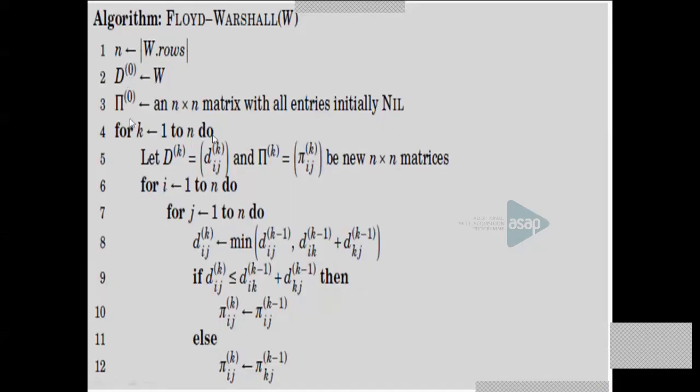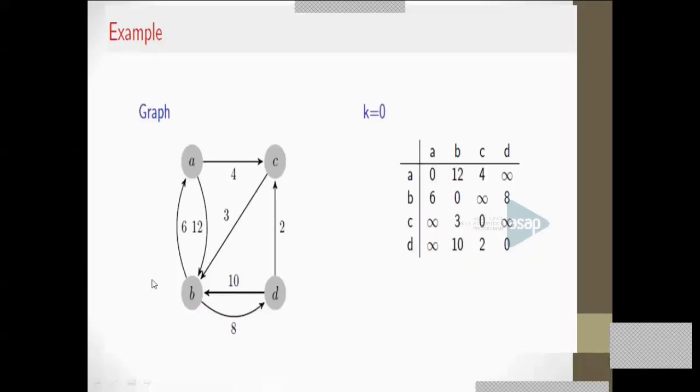Here we are constructing two matrices, D and pi, the distance and pi. The initialization is the direct one. I will explain this algorithm after seeing an example. Consider this example, which is a simple example that everybody can easily understand. This is actually the adjacency matrix representation, and this is going to be a square matrix, 4 by 4.